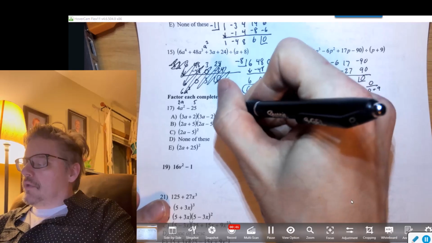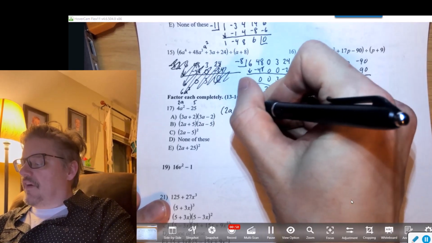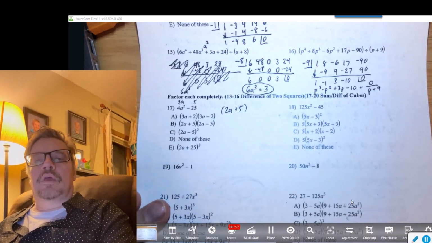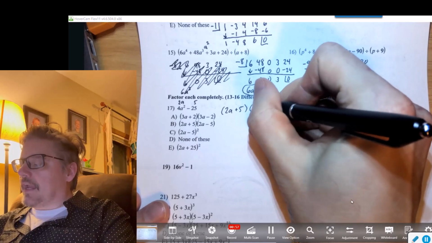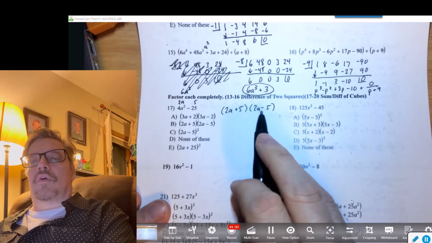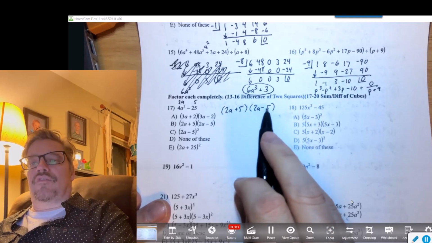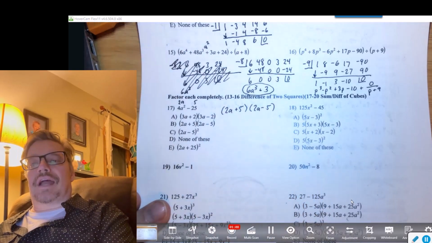Now, what I noticed in your homework is you just wrote 2a plus 5 and then went to the next one, okay? Whenever you factor the difference of two squares, you need to have the second parenthesis, okay? So make sure that you do write the second one. Now, this guy can go first. Just make sure that you write this guy second. So there's got to be two parentheses.